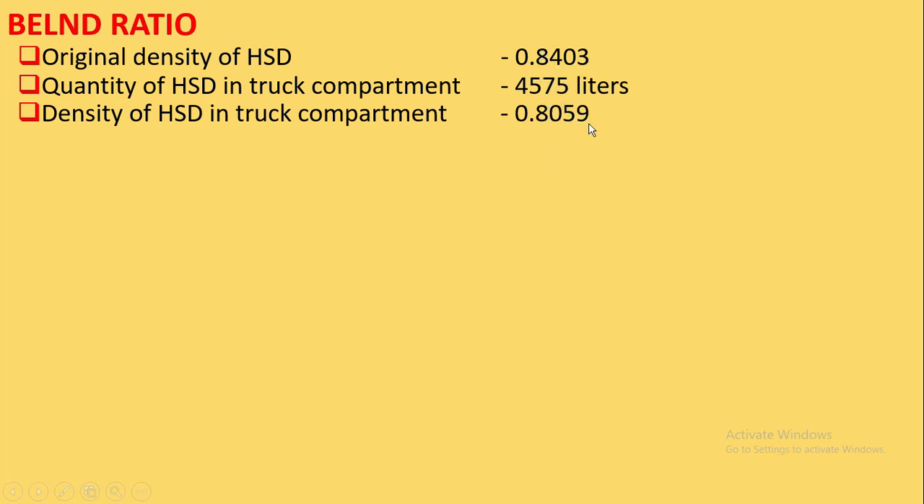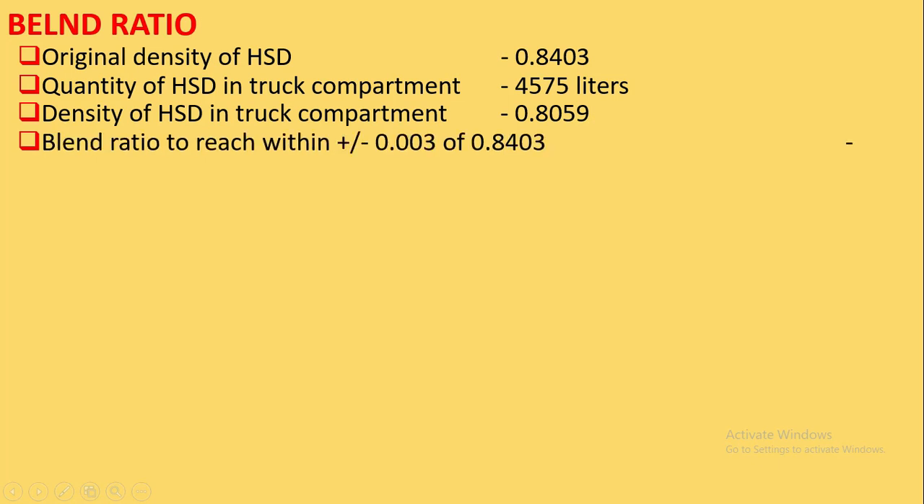So 0.8059. And now to reach the blend ratio, which should be within the range of plus minus 0.003, that means 0.8403, you have to go up to 0.8100 to 0.8700.